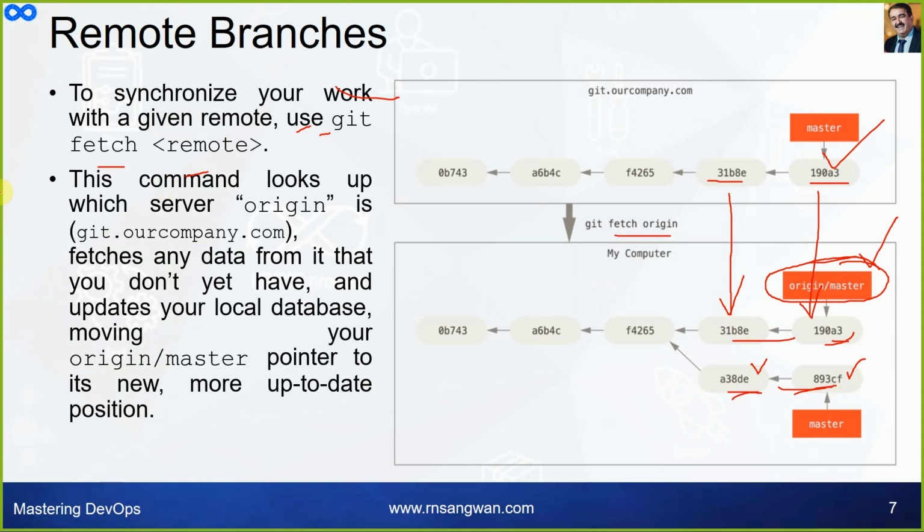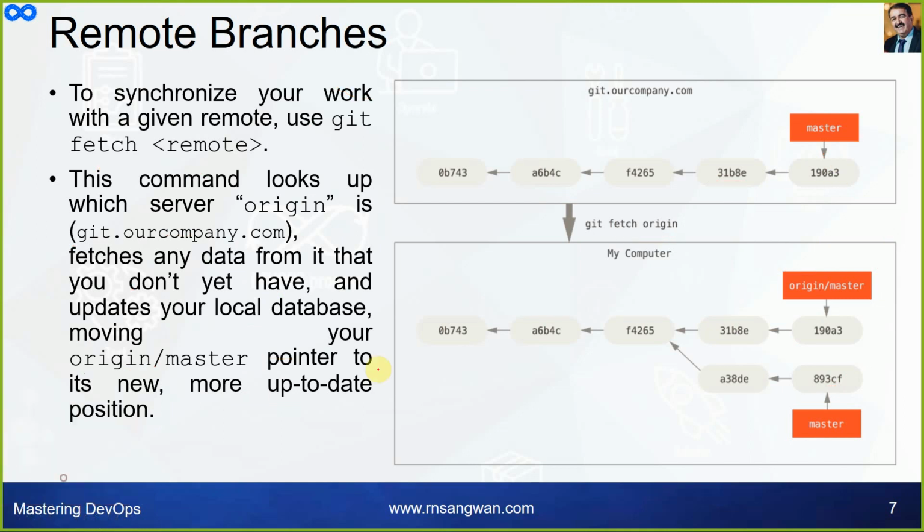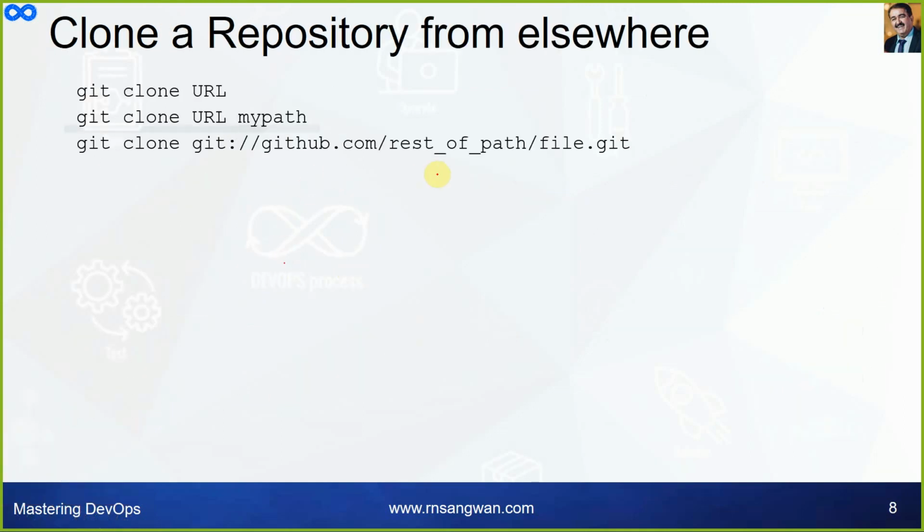This command looks up which server origin is when you try git fetch remote URL. Then it fetches any data from it that you don't yet have and updates your local database, moving your origin master pointer to its new, more up-to-date position. That's precisely what has happened in this case. So what you did, how you clone a remote repository?